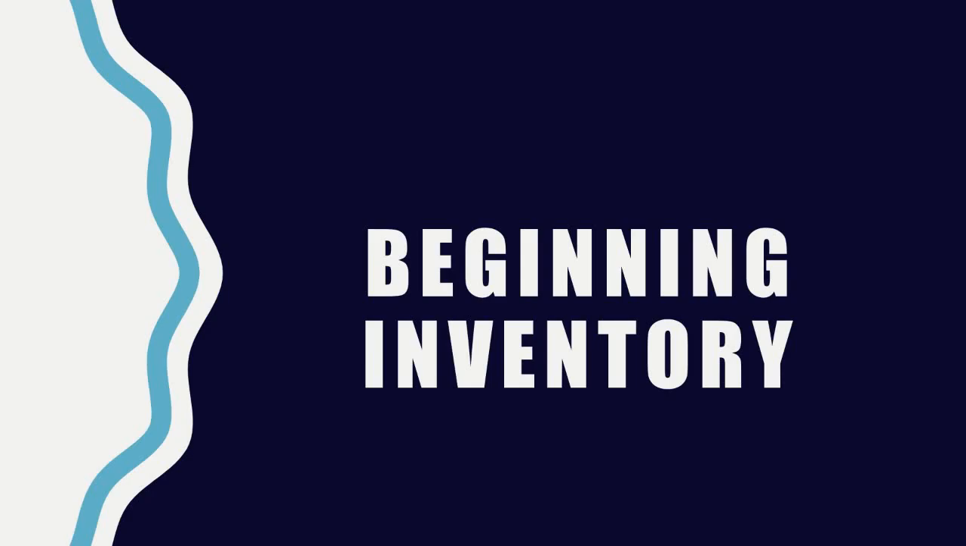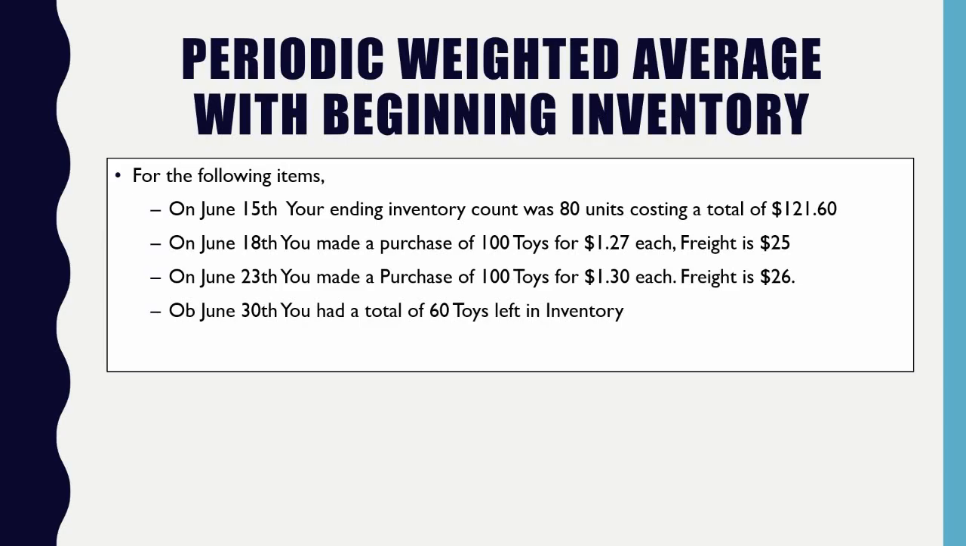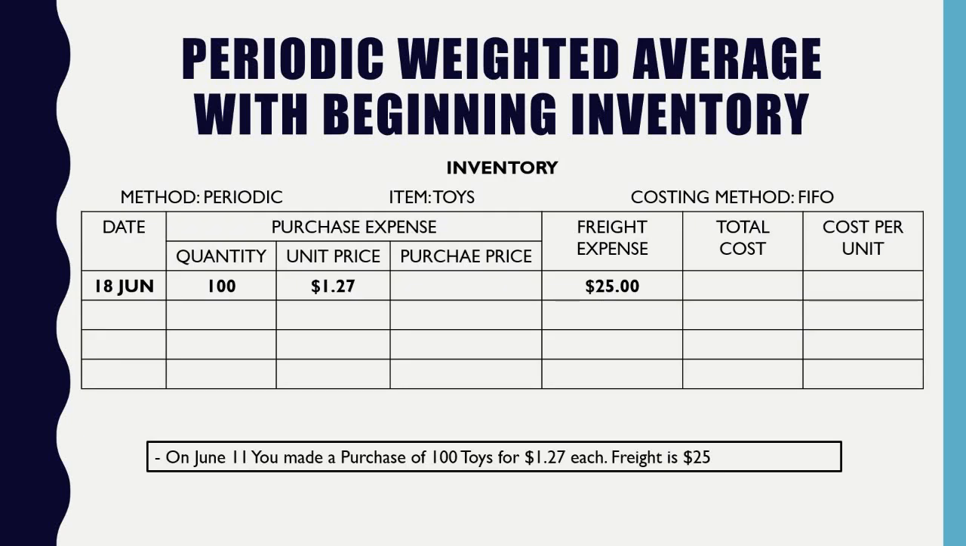Okay. Now, what happens when we have beginning inventory? When you have beginning inventory, for the example, on June 15, I carried over the 80 units at $121.60, right? I know that from my previous worksheet. I have to carry it over, so I put it into my inventory on hand, okay? And then I continue on with the rest of my scenario.